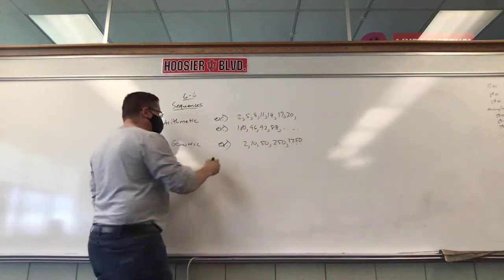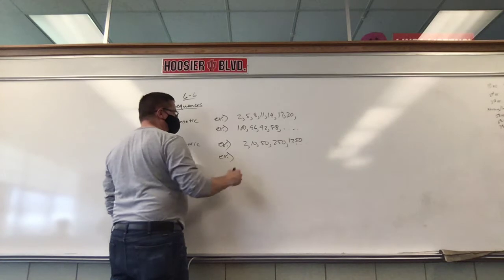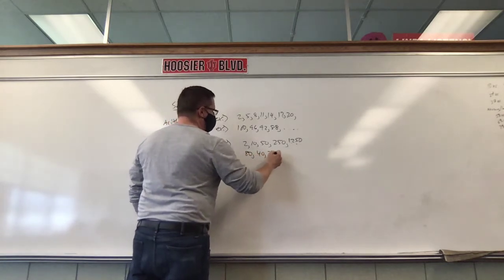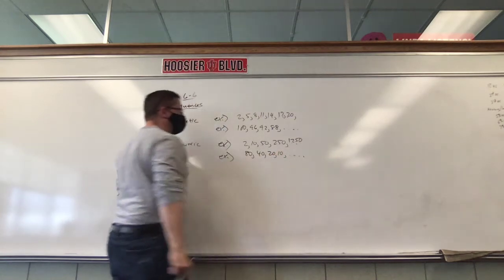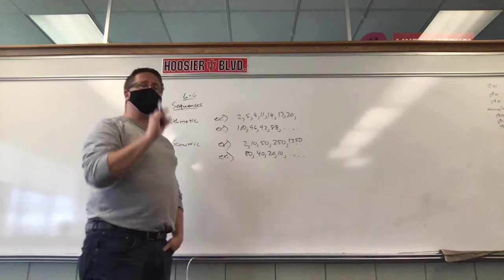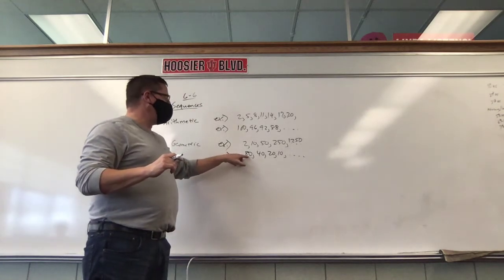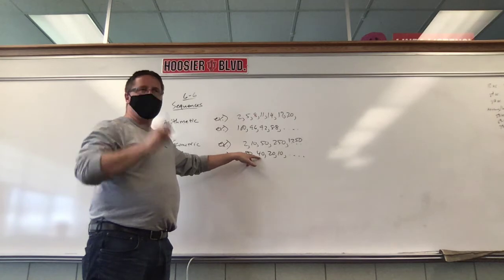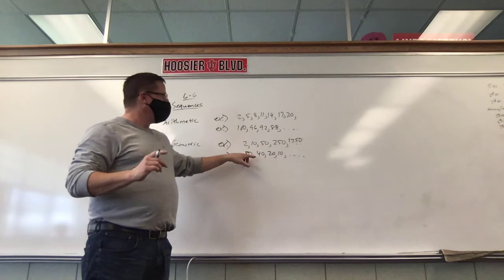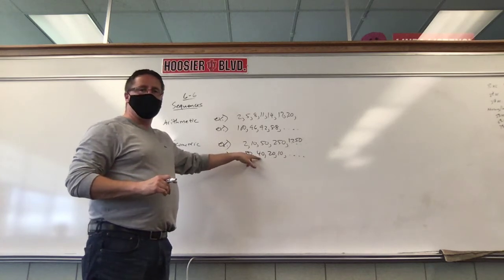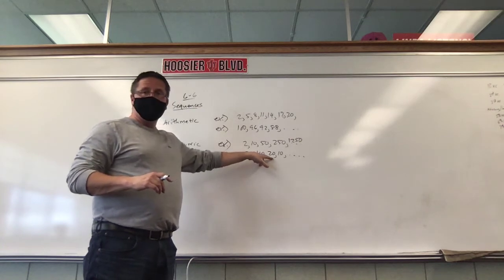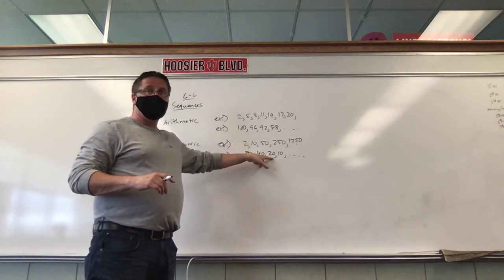Another example of geometric, if I gave you something like this: 80, 40, 20, 10. Careful. Each time, am I subtracting? Well, let's go with subtracting. How would I subtract and go from 80 to 40? Minus 40. So the next number should have been 0. And it's not, it's 20.